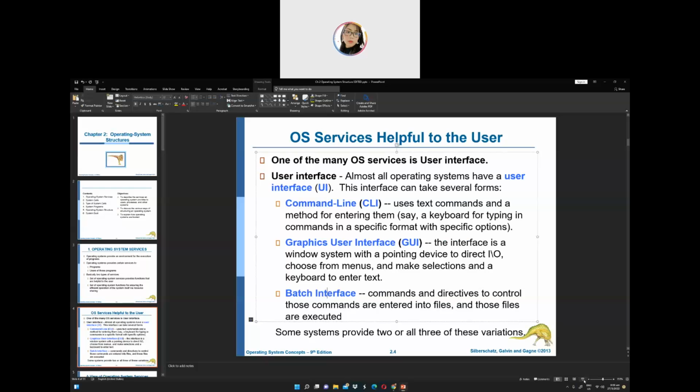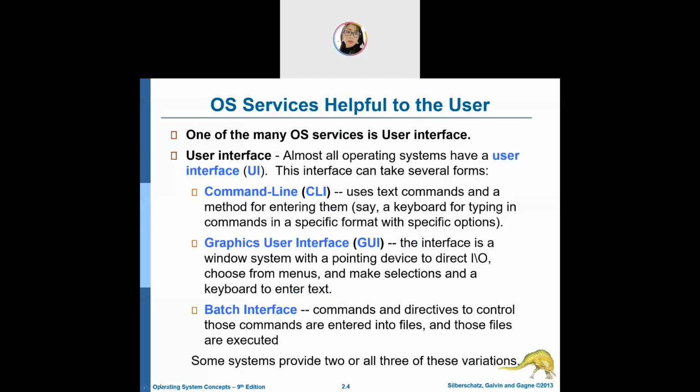Okay, let's see the definition. You can see here there are three things. Command line, CLI, which uses text commands. If you want to open something, you need to type because it is related to text. The method of entering them is using a keyboard for typing into a command line in a specific format. It's similar to what I did just now, when I typed something and Windows did not recognize it, so the format is also needed.